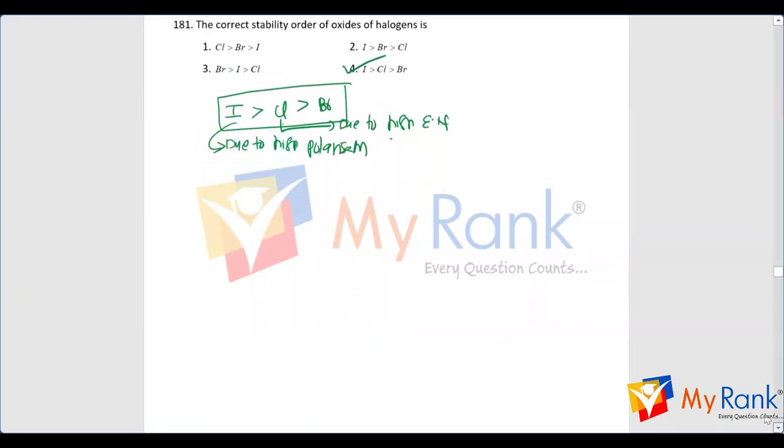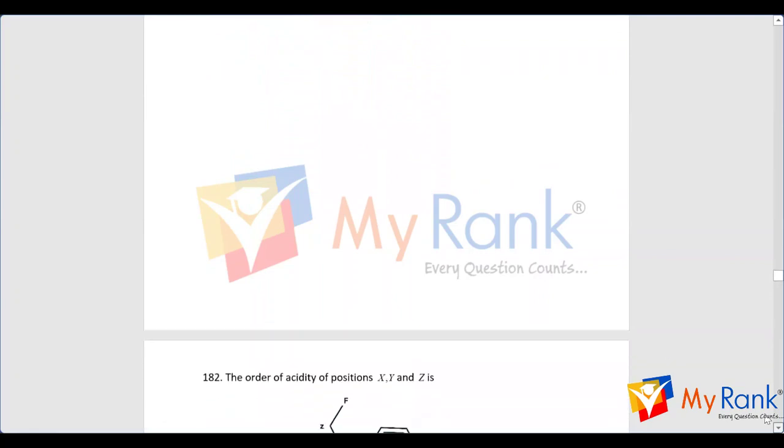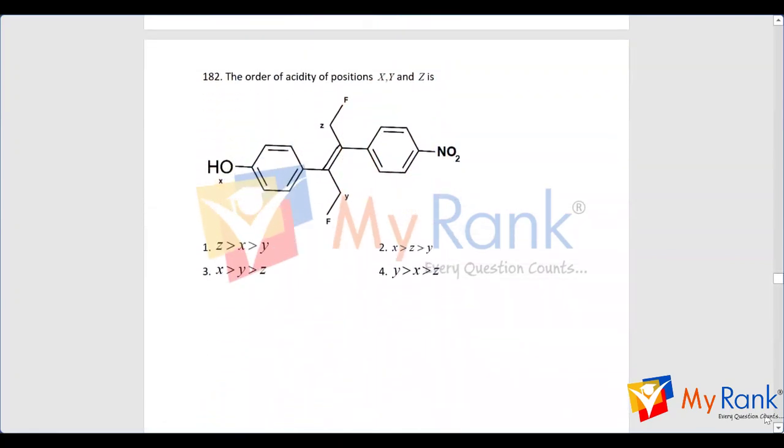And question number 182. Now, the order of acidity of positions X, Y, and Z. Here this is fluorine. Two hydrogens are there, acidic hydrogens. Now, the phenol H is more acidic. Therefore, X is the first one, more acidic. This is clear, X is more acidic only.